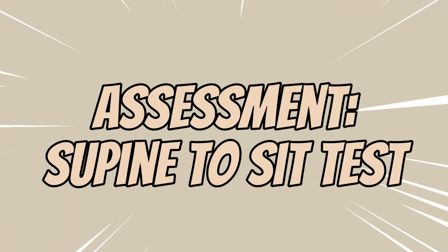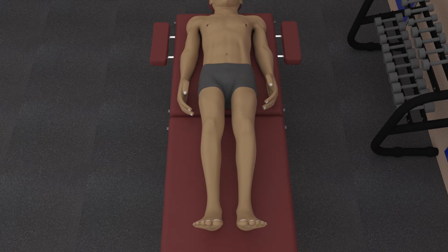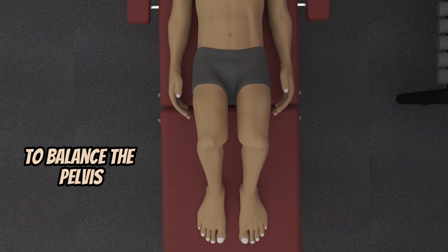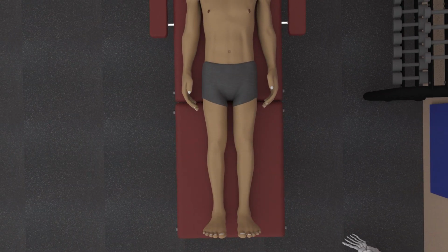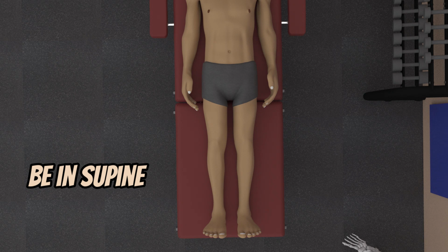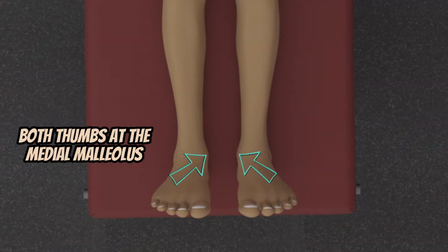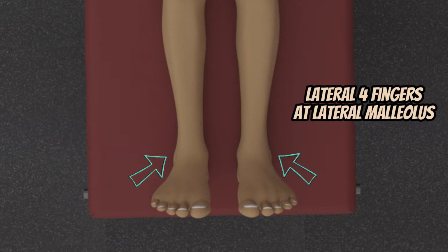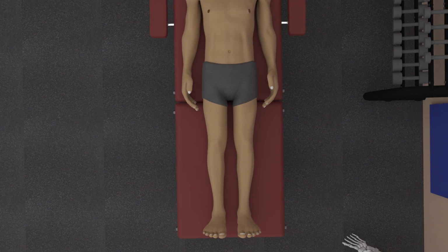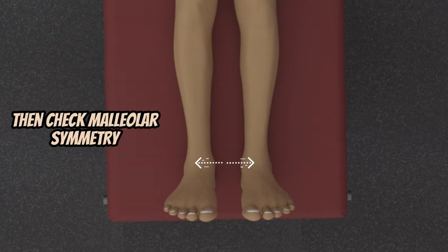The assessment for anterior iliac rotation requires the patient to do bridging first to balance the pelvis, and then be in supine with hands at sides. The therapist will be at the foot of the table with both hands at the malleoli, such that the thumbs are on the medial malleolus and the lateral forefingers are at the lateral malleolus. From there, the therapist passively extends the knees to check malleolar symmetry.